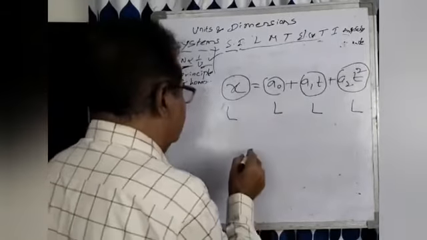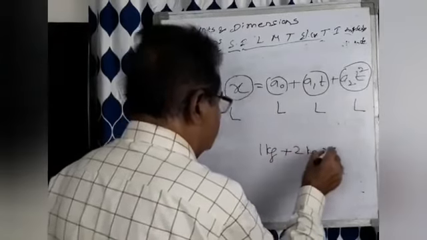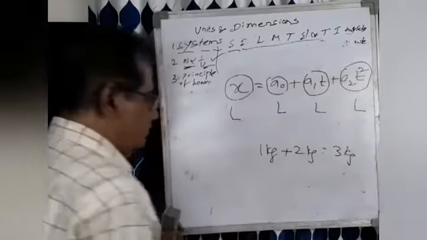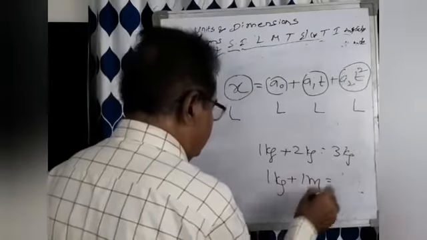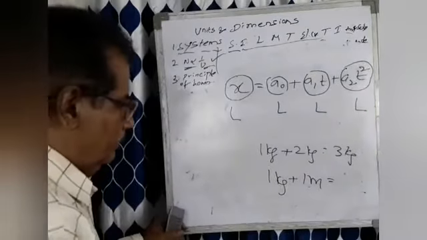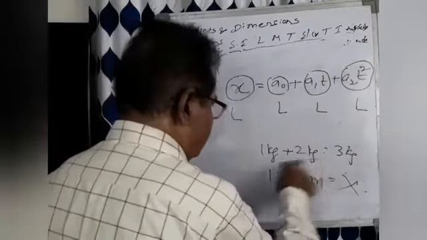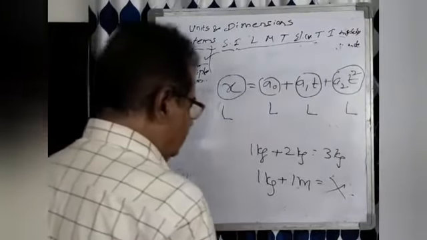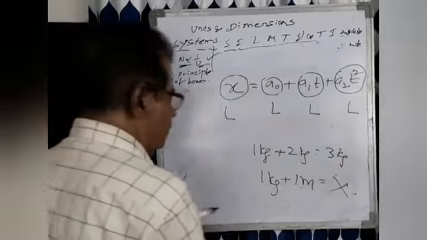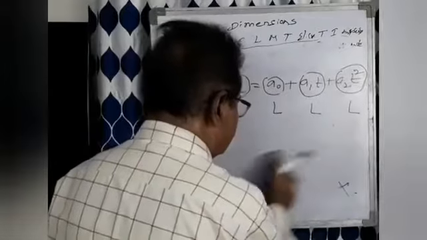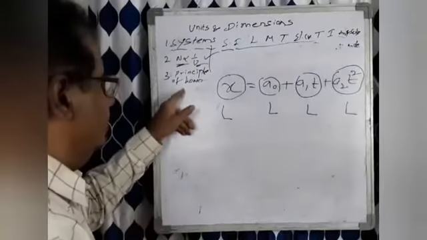For example, 1 kg plus 2 kg: how much is it? 3 kg. Both are kgs, so they are added. Suppose I have 1 kg plus 1 meter. Can you add this? Kg plus meter? You cannot add this. This is wrong. Mass can be added to mass, but mass cannot be added to length. Multiplication or division can be done between any two quantities, but addition and subtraction are done only among the same kind of quantities. That is called the principle of homogeneity.